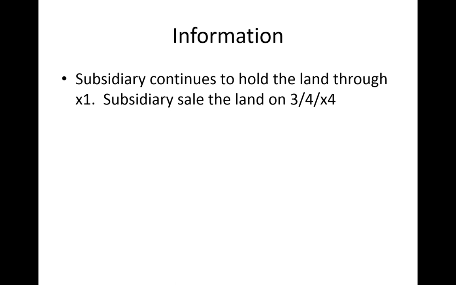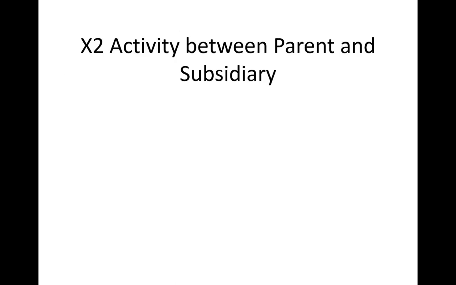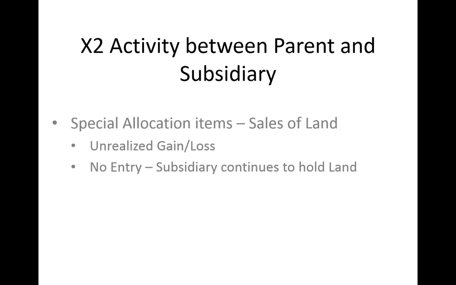The sub continues to hold the land all the way through till March 4th of the 4th year. So what happens during X2 when we have the activity between the parent and sub? Well, there's nothing that we need to do for the special allocation because remember the deferred gain or the unrealized gain occurred for year 1. So we have nothing to consider for the equity method of accounting in year 2. But we have to make some EJEs in year 2, 3, 4 until the land is sold.